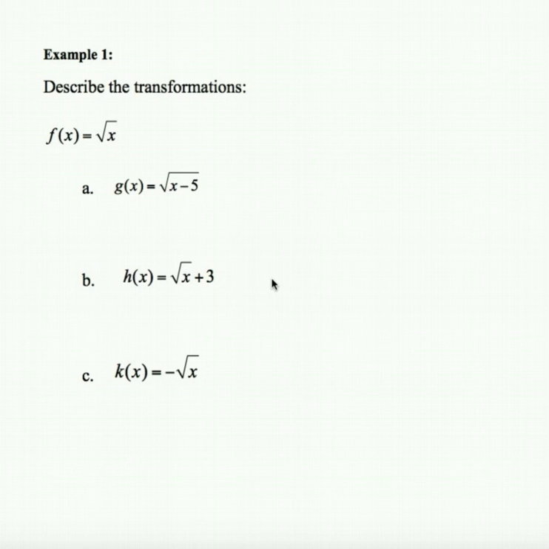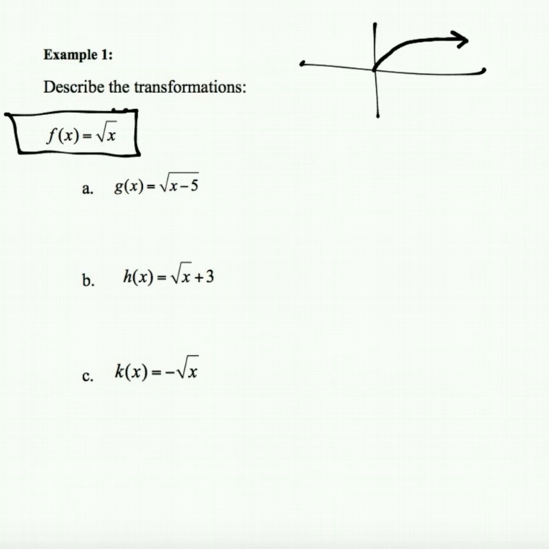Example 1, describe the transformations. We're going to be using the parent function f of x equals the square root of x. If you recall, a square root function looks like that. So what we're doing is looking at what's going to happen to that square root function when we do these different transformations. You don't have to graph these, but I just wanted to refresh your memory on what the square root function looks like.